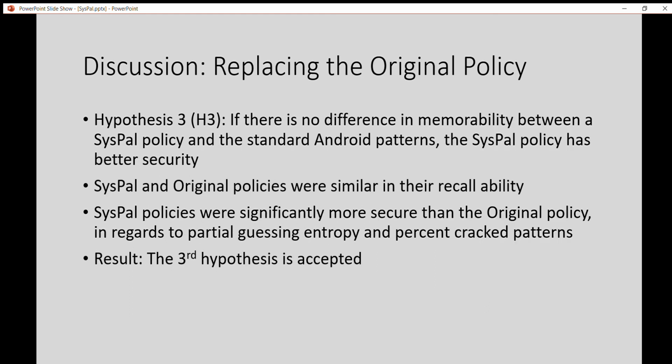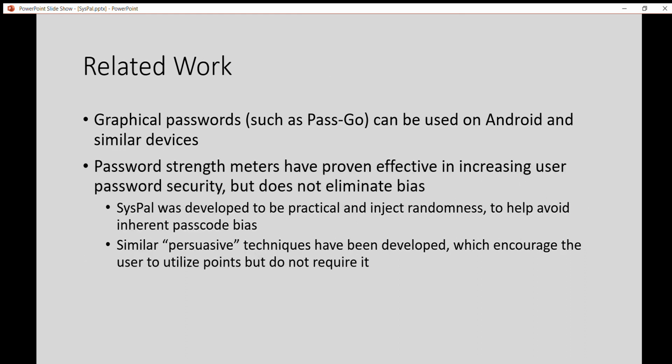The third hypothesis: if there is no difference in memorability between a SysPal policy and the standard Android patterns, the SysPal policy has better security. We did see that SysPal and original policies had similar recall ability, and SysPal policies were significantly more secure than the original policy in regards to partial guessing entropy and percent cracked patterns. The result is that we can accept the third hypothesis.